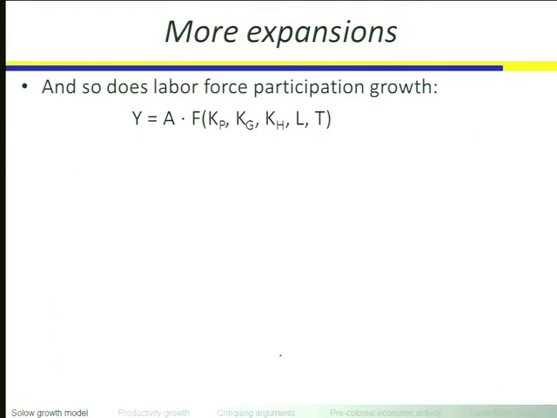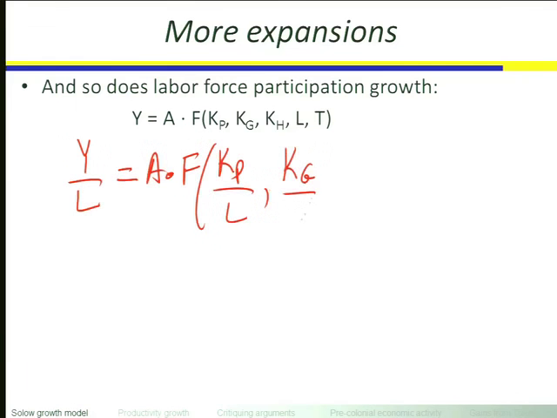So if we start from this equation with output being a function of private, government, and human capital, labor, and land, we can make our little transformation that output per worker is A times some other function of K_P over L, K_G over L, K_H over L, and T over L. So output per worker depends upon the amount of private capital per worker, the amount of government capital per worker, the amount of human capital per worker, the amount of land per worker.